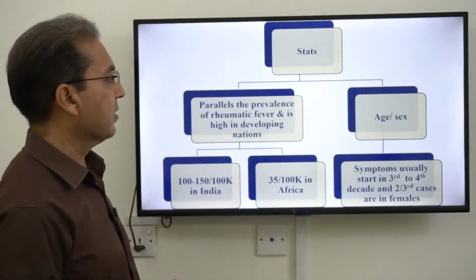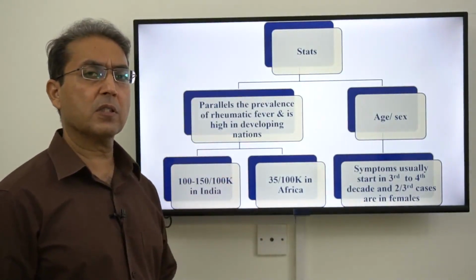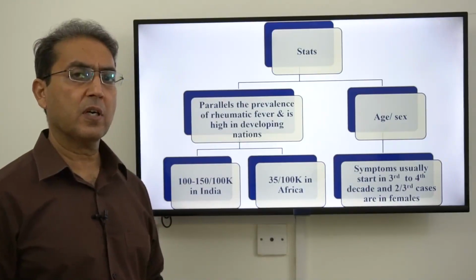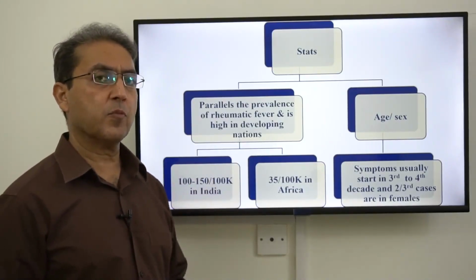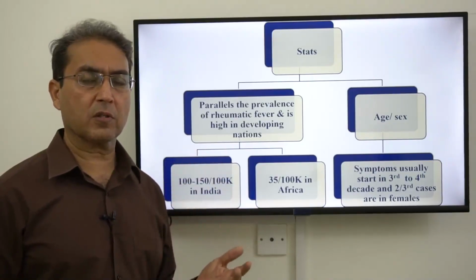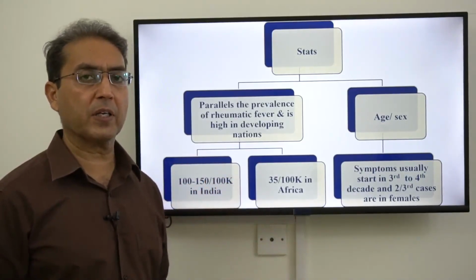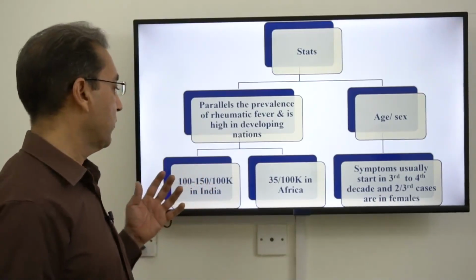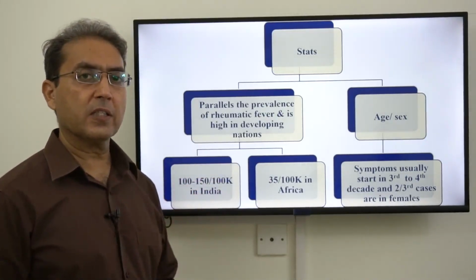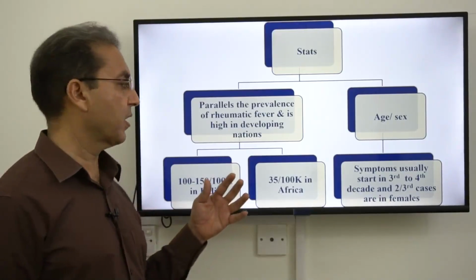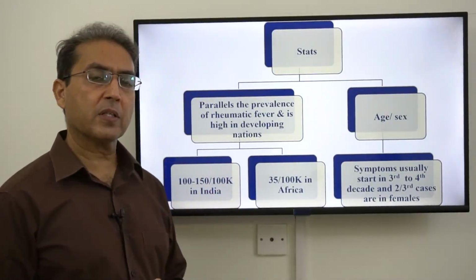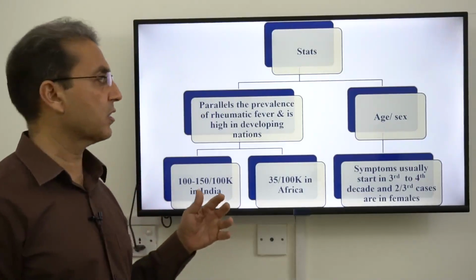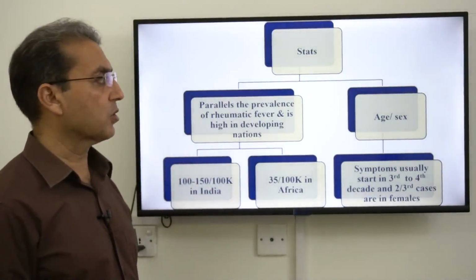Then the statistics. Mitral stenosis parallels rheumatic fever. In areas where there is more rheumatic fever, there is more mitral stenosis. This is usually seen in the developing nations. For example, in India, we see 100 to 150 cases per thousand of population. Similarly, in Africa, we see 35 per 100,000 population of patients suffering from mitral stenosis.